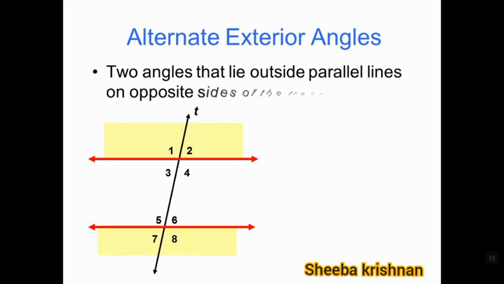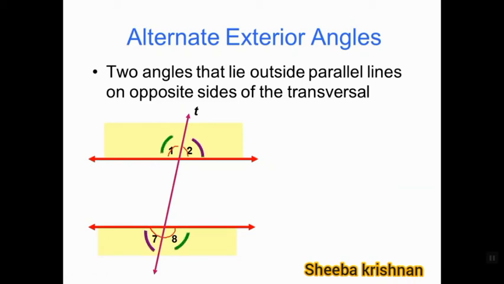Alternate exterior angles. Two angles that lie outside parallel lines on opposite sides of a transversal. Let us see outside the parallel line angles. So these four. So this angle is equal to this angle. These are alternate exterior angles, and angle 2 and angle 7. Their alternate exterior angles are equal. So angle 2 is equal to angle 7, angle 1 is equal to angle 8.